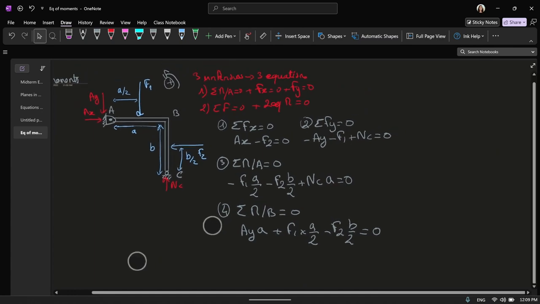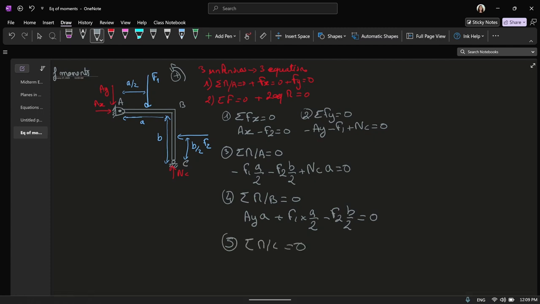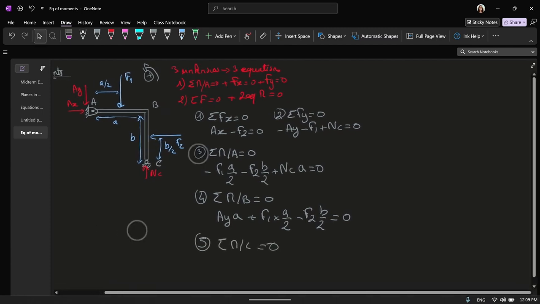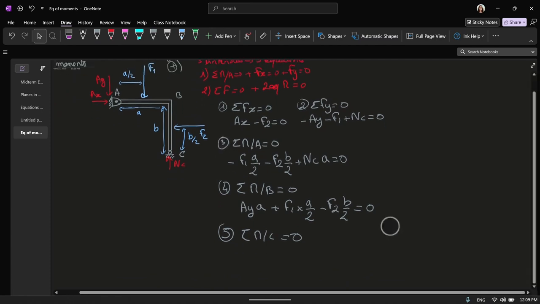Okay. Equation number 5. I know it's getting a bit smaller, but let me get my number 5 there. Sum of the moment about C equals 0. What do we have? Oh my god, everything is making a moment except NC for this one. So let's take the time to do that.